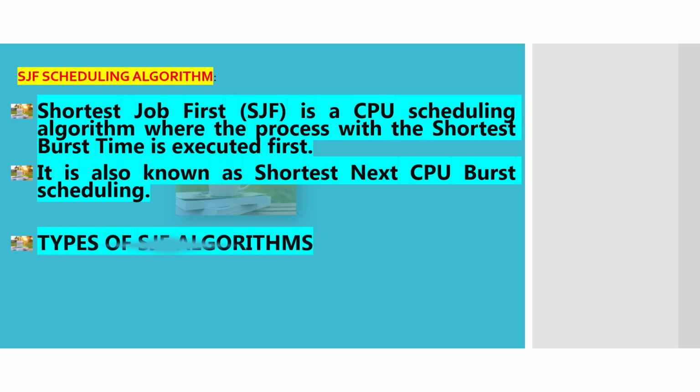Generally, the SJF algorithm can be categorized into two types: the non-preemptive version and the preemptive version. Non-preemptive SJF means what? Once a process starts execution, it cannot be interrupted until it finishes. Whereas preemptive SJF, otherwise we can call it SRTF, shortest remaining time first, the CPU is assigned to the process with the shortest remaining burst time. If a new process arrives with a shorter burst time, it preempts the currently executing process.